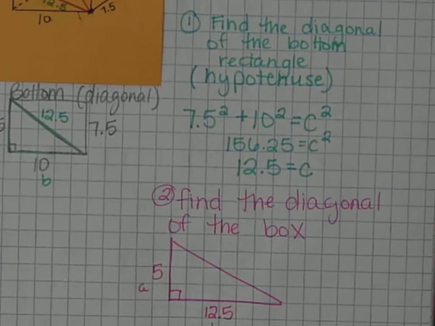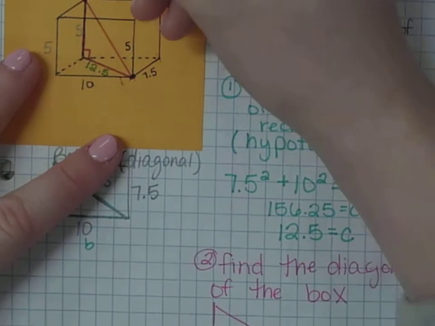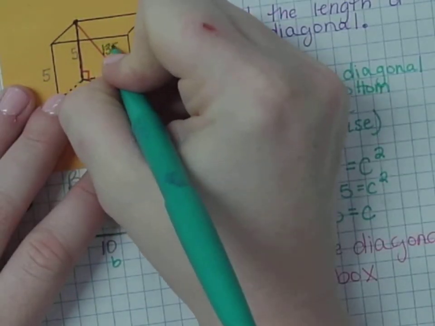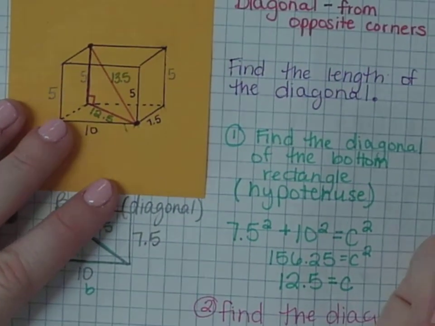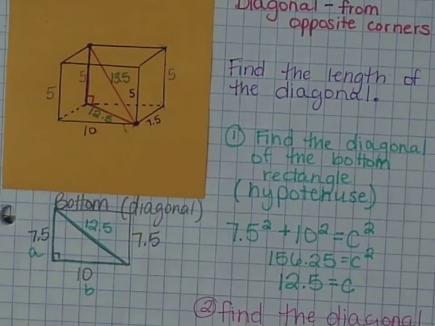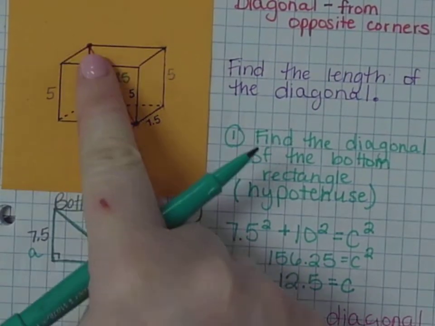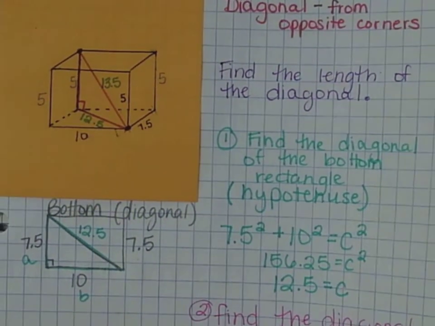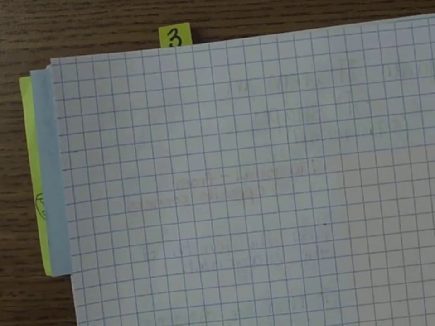Okay, so that is this distance right here. That's that diagonal. Should be 13.5. So of course it's the longest measure in the entire box. Okay. All right, so now the next one.